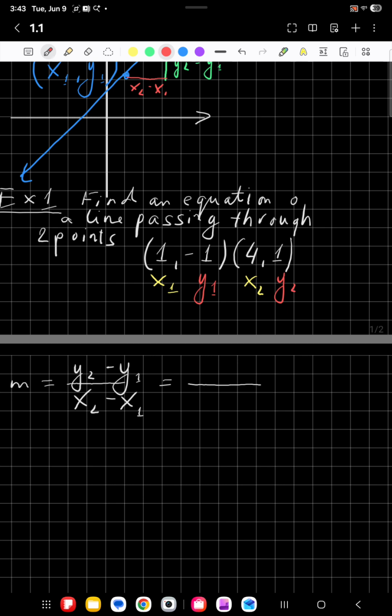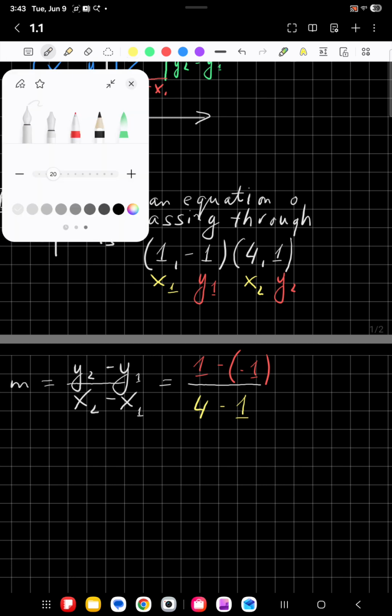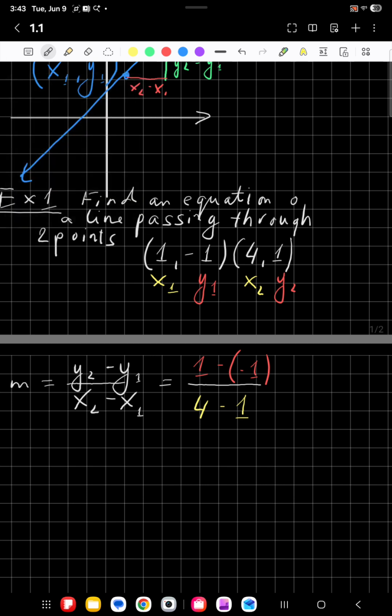Okay, so we go y2 minus y1, so 1 minus -1, and then x2, which is 4, minus 1. Anyway, so what do we get? We have 1 minus -1, so that's 2 divided by 3. Right, so slope is 2/3.